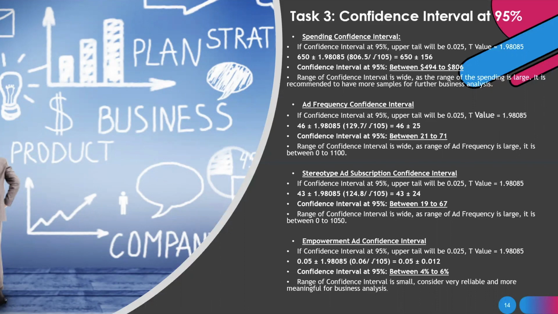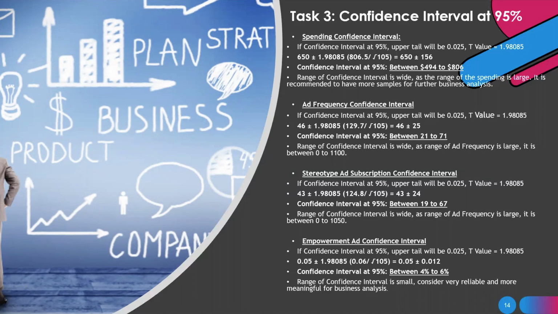After each calculation, we find that the spending confidence interval at 95% is between $494 to $806. In conclusion, the range of the confidence interval is wide as the range of spending is large. It's recommended to have more samples for further business analysis.